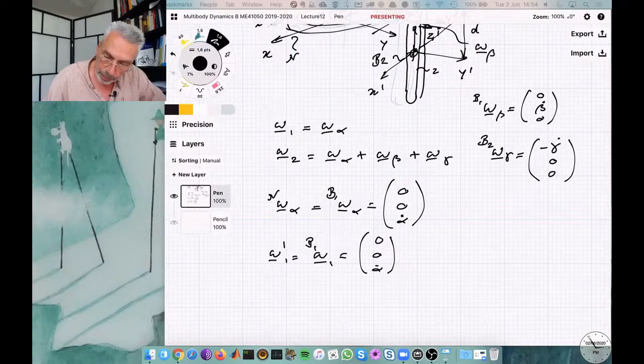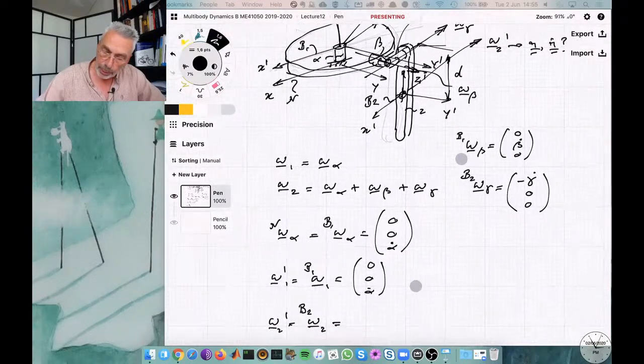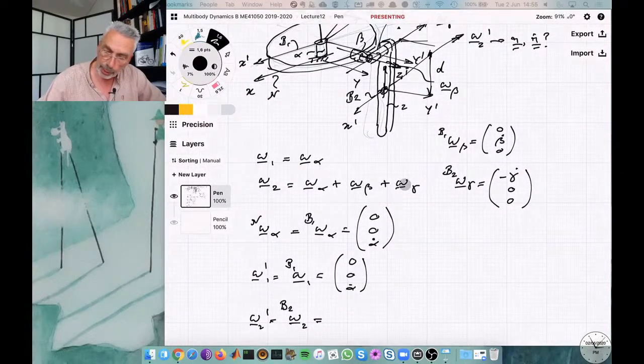But now omega 2. So omega 2 prime, and we want to have the omega 2 in our B2 frame, is, well, the easiest way is to walk backwards and start here and then go backwards. So I need a little bit more space, so I start at the end. Why do I start at the end? Well, because the last rotation is already in this frame, this gamma dot. So this vector is already good. So that is just the minus gamma dot, 0, 0.